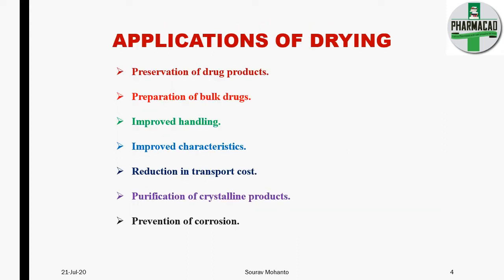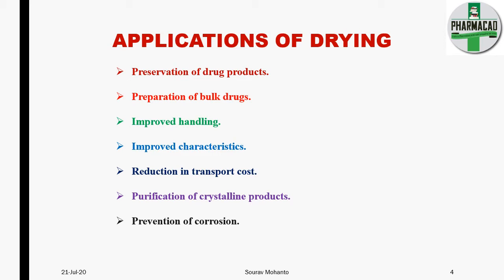Next is application of drying. The first application is preparation or preservation of drug products. There are so many drug products. If there is a presence of any water molecules in those drug products, then there is a chance of deterioration or degradation. So what we need to do is remove that water. For example, if there is any water in the herbal extract, there is a chance of deterioration of the herbal extract product. So if there is a small amount of water, then we can go for drying process, and if there is a large amount of water, then we can consider evaporation.